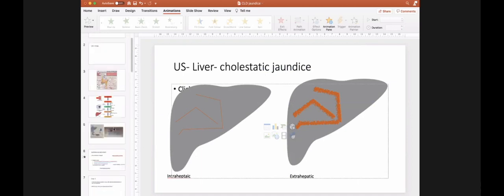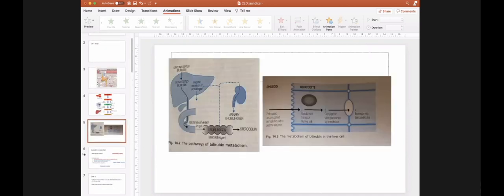So if you look here, it may be more clear, right? In intrahepatic cholestasis, the problem is in this step. Step 4, excretion into bile canaliculus. In extrahepatic cholestasis, the bile has got into the canaliculus, but there's a problem with the flow. Biochemically, you cannot differentiate the two.